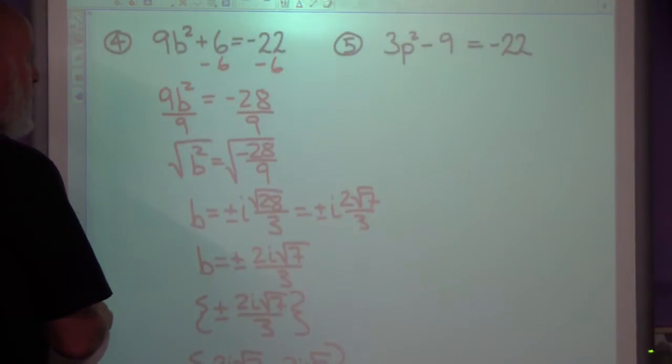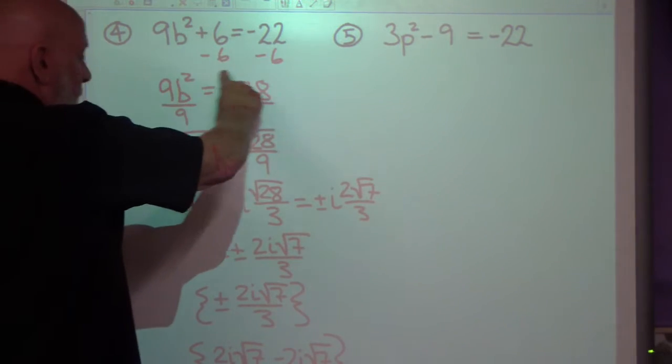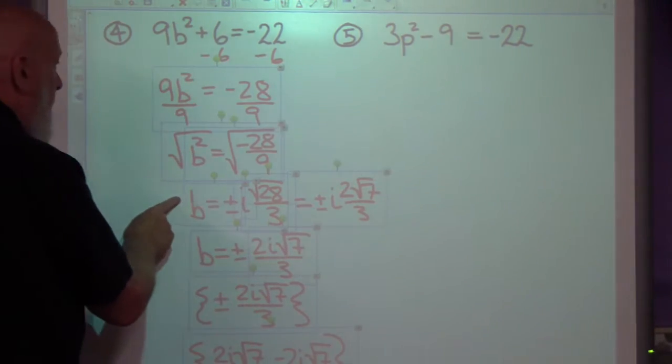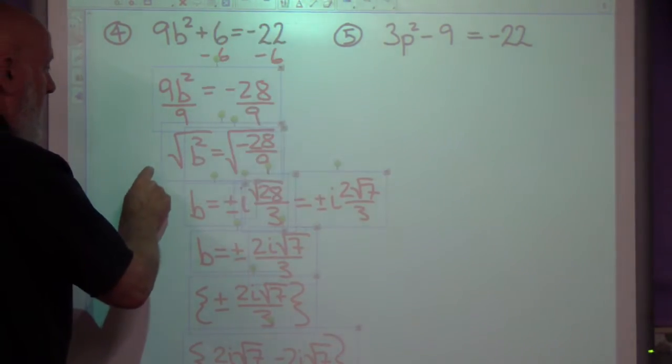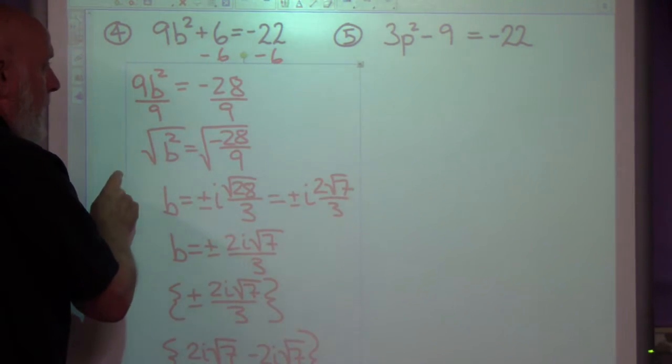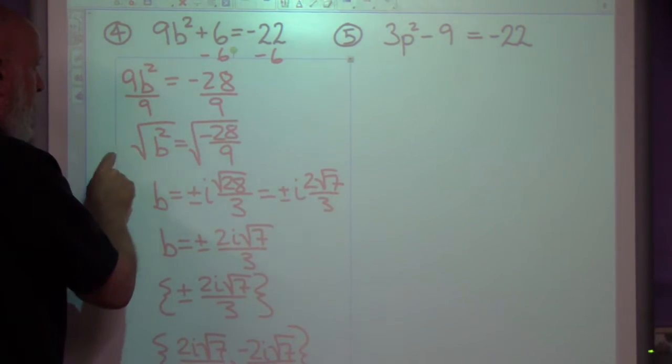I'm going to try to move this stuff over a little bit. Oops. Give myself some room over on the left.